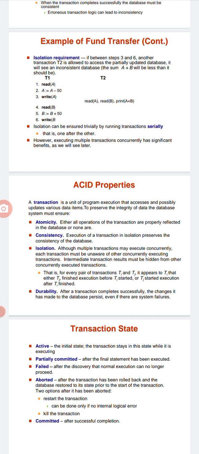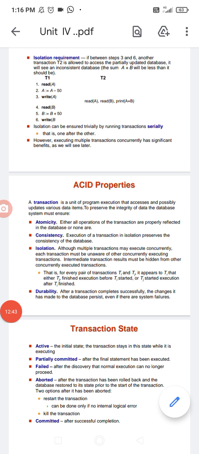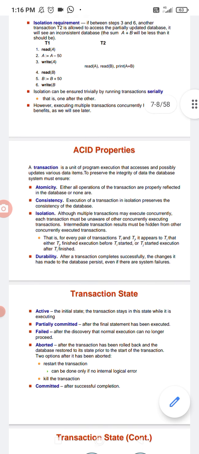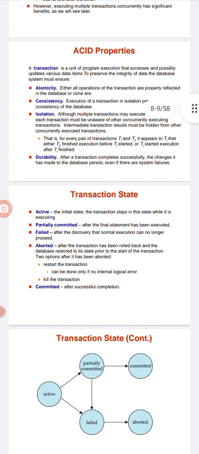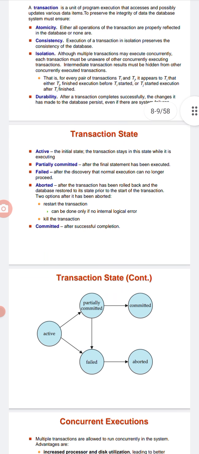Restart the transaction, which can be done only if no internal logical error killed the transaction. If a transaction is aborted, there are only two options. First is to restart the transaction. We can restart the transaction again, but the condition is there must be no internal logical error. And second is to kill the transaction. Committed. After successful completion.